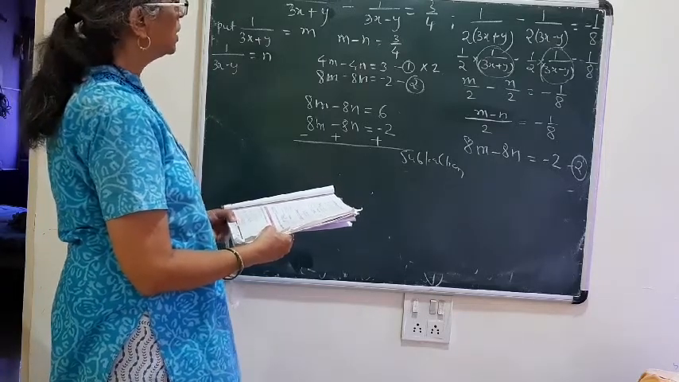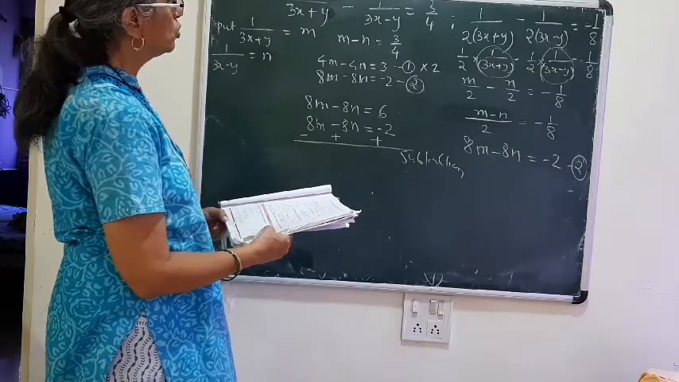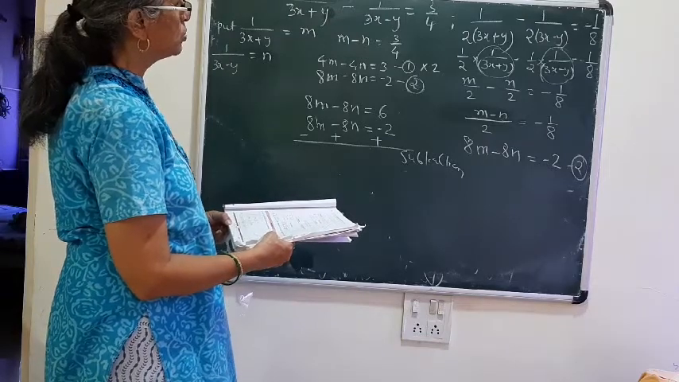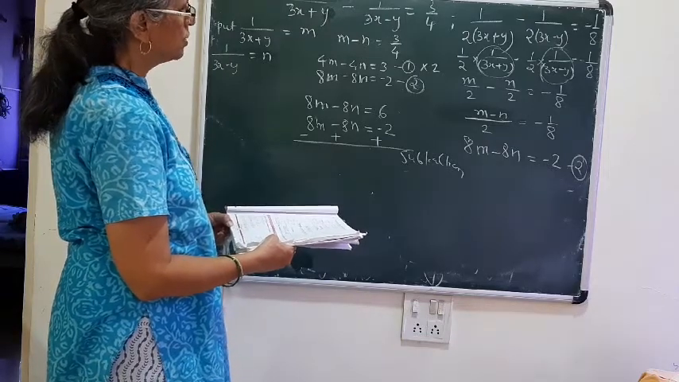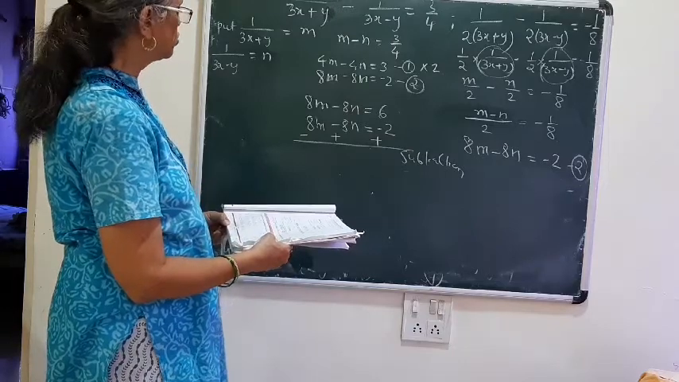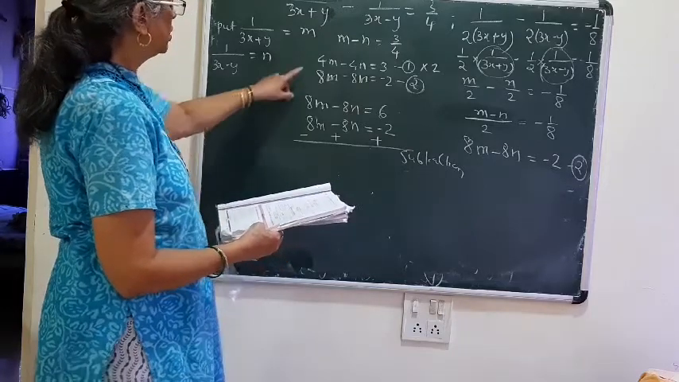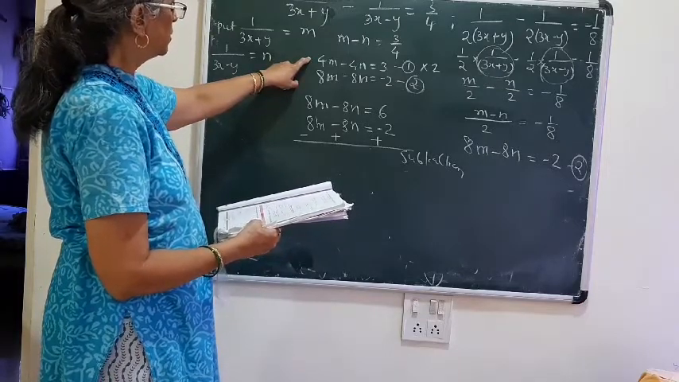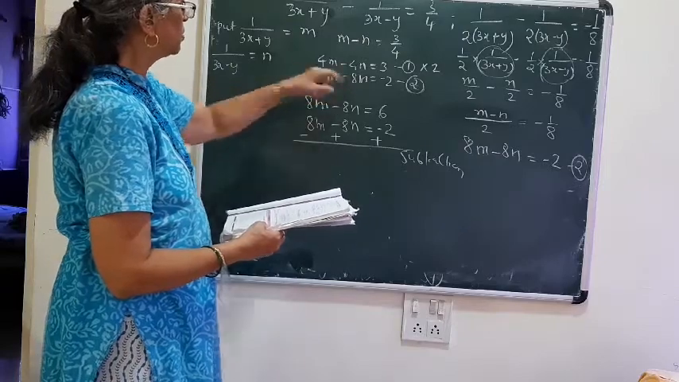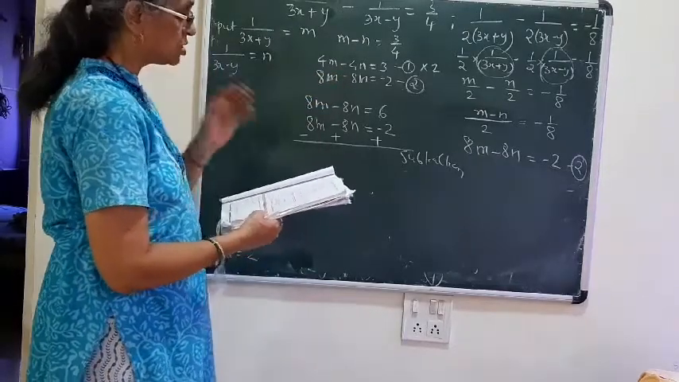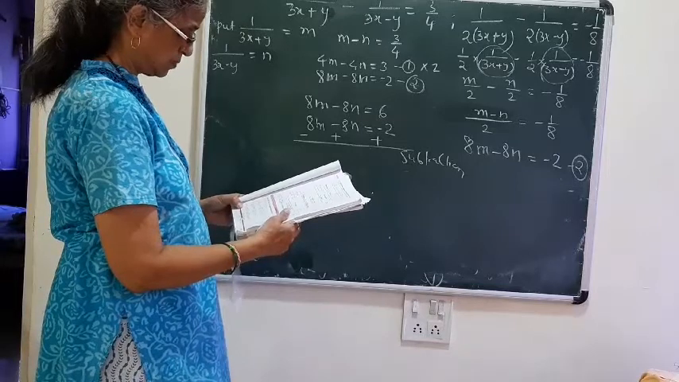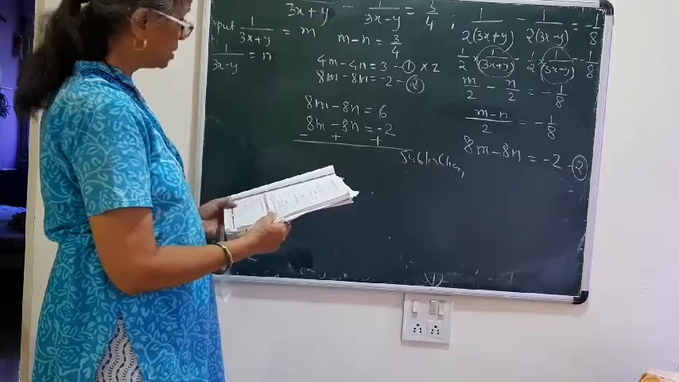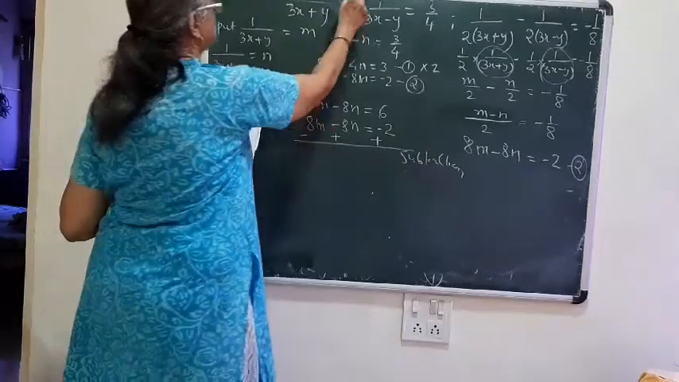Correct? Then m by 2 minus n by 2 is equal to minus 1 upon 8. So m minus n upon 2 is equal to minus 1 upon 8. 8m minus 8n is equal to minus 2. Multiply this by 2, you get 8m minus 8n is equal to 6. Is there any sign mistake? I will see, wait 1 minute. Here the sign is plus.